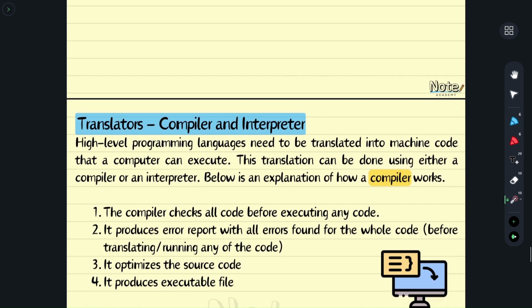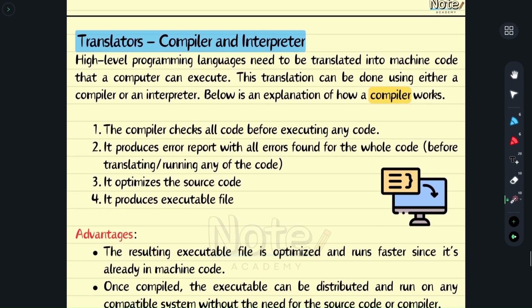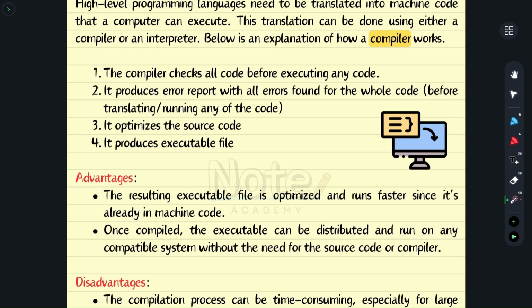Next up, let's learn about translators, which are basically just compilers and interpreters. First of all, you need to know that high level languages need to be translated into machine code. High level languages themselves are not actually binary. They have to be converted into machine code which is understandable by the computer. The first type of translator is called a compiler. So now let's study the process of a compiler.